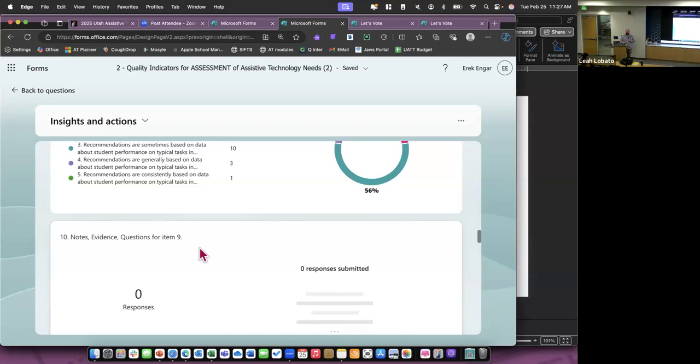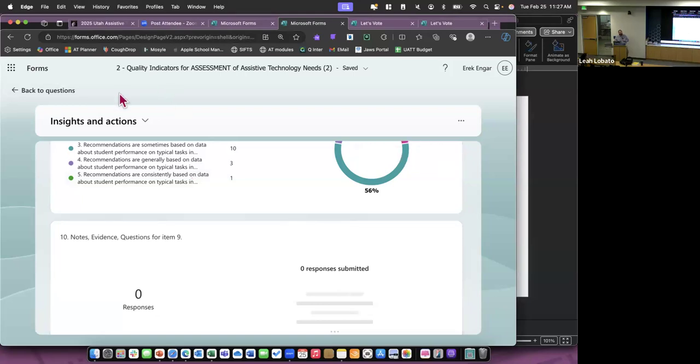Because what they were doing before that was what most of us would do, is they see that little box on the eligibility that says, did you consider AT? And they'd say, yes, right? But they wouldn't document what that was, because it really is asking for more of a documentation.